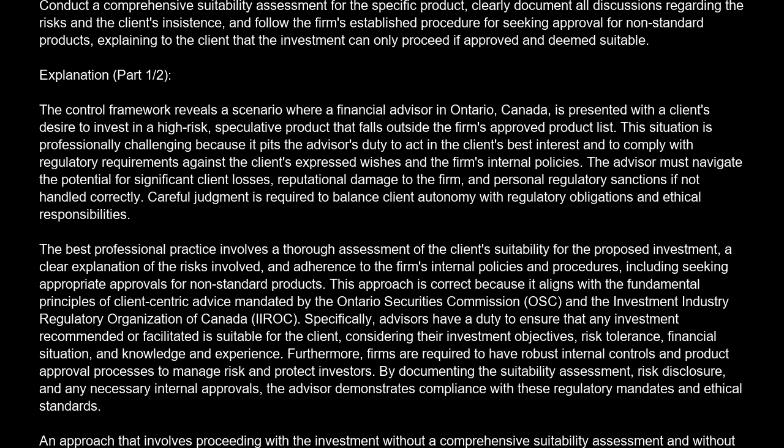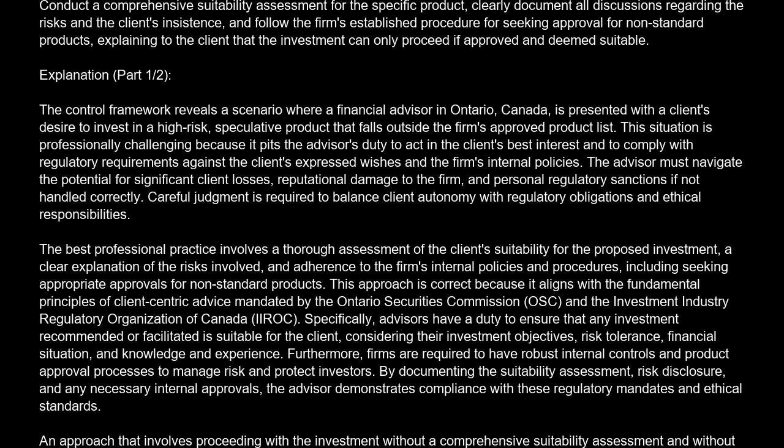The best professional practice involves a thorough assessment of the client's suitability for the proposed investment, a clear explanation of the risks involved, and adherence to the firm's internal policies and procedures, including seeking appropriate approvals for non-standard products. This approach is correct because it aligns with the fundamental principles of client-centric advice mandated by the Ontario Securities Commission (OSC) and the Investment Industry Regulatory Organization of Canada (IIROC). Specifically, advisors have a duty to ensure that any investment recommended or facilitated is suitable for the client, considering their investment objectives, risk tolerance, financial situation, and knowledge and experience.